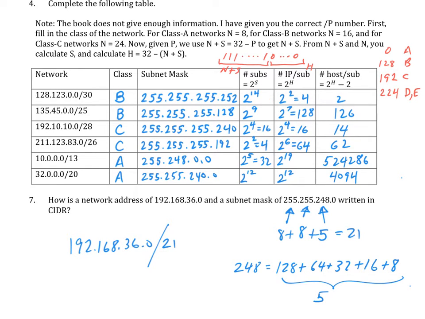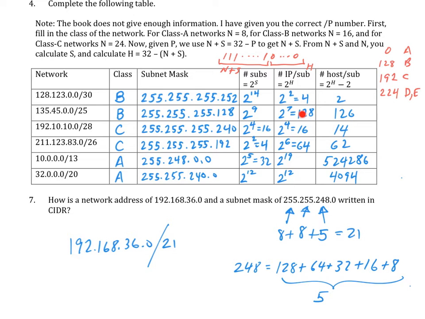Okay? Again, N is 16, N plus S is 30, therefore S is 14. And when N plus S is 30, there's only 2 more bits left over for H, and so H is 2, and so the number of IPs per subnet is 4, and the number of hosts per subnet is 2. Okay? And we're going to follow the same exact logic on all of them. For the next row down, N is 16, N plus S is 25, therefore S is 9, and H must be 7. 16 plus 9 plus 7 is 32.